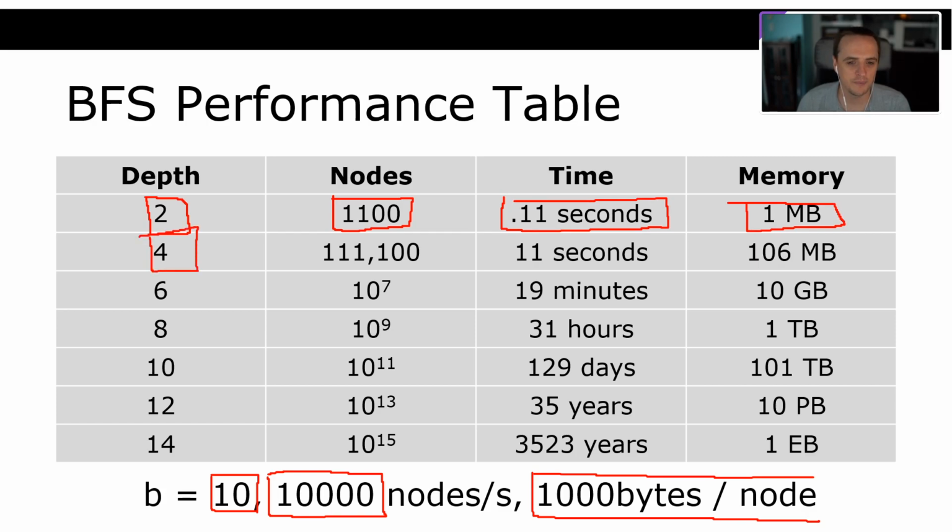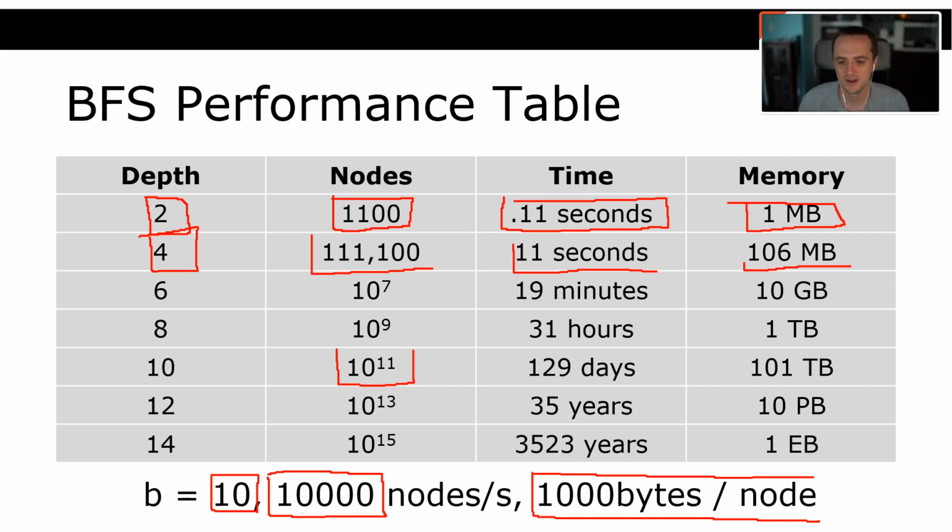Only by going to depth 4, we're already at 100,000 nodes, and it's 11 seconds, and we have 106 megabytes of memory, right? If we go to depth 10, we have 10 to the 11. Oh my god, what's that, like 100 billion nodes? It would have taken us 129 days, and we need 101 terabytes of RAM, okay? Who has 101 terabytes of RAM?